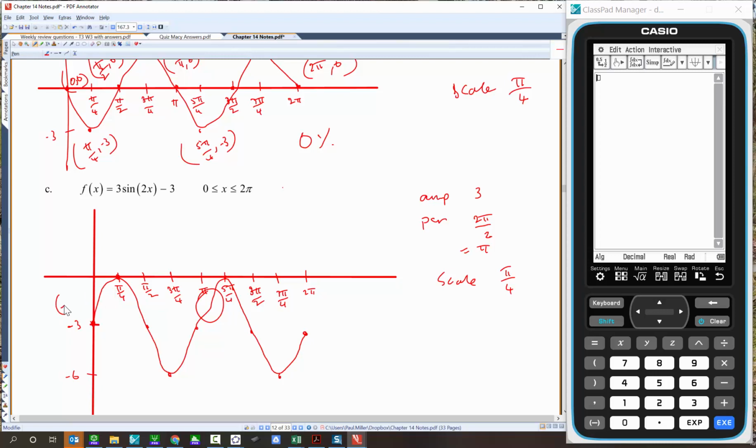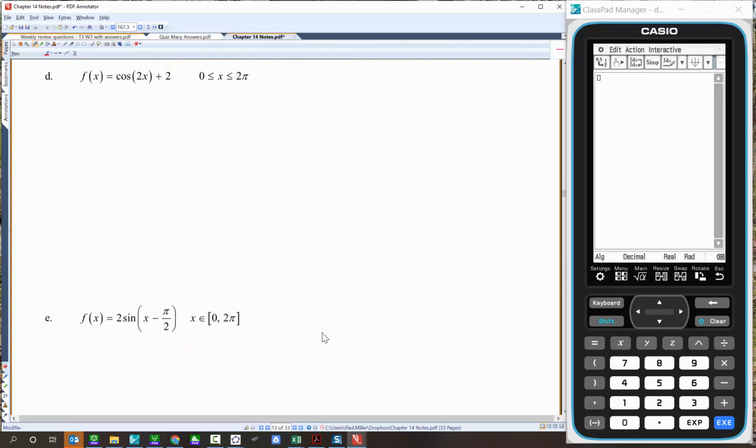Okay, so same over here with this one. That's going to be 0, comma, -3, pi on 4, comma, 0. That one is not a key point. This one here is 3 pi on 4, comma, -6. This one's the next one, 5 pi on 4, comma, 0, etc., etc. Can you please make sure that you label the rest of them, including the endpoint, which is 2 pi, comma, -3.